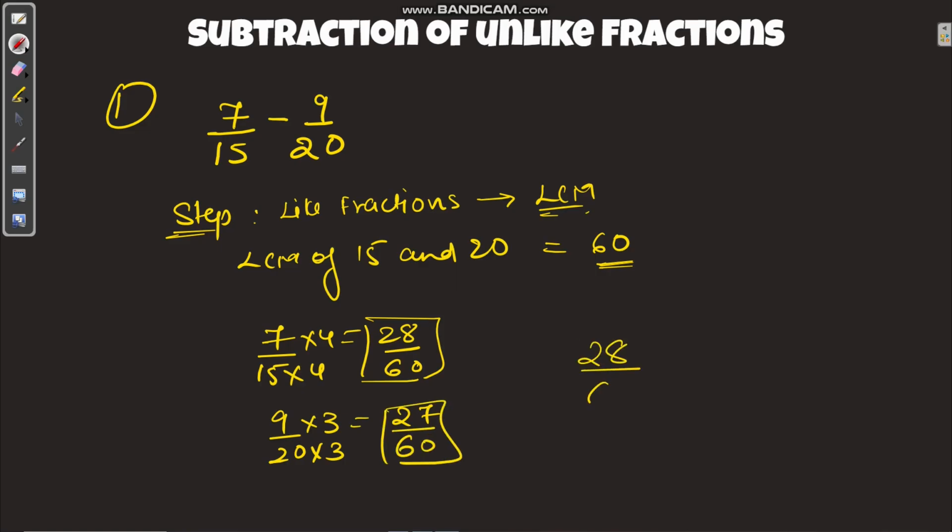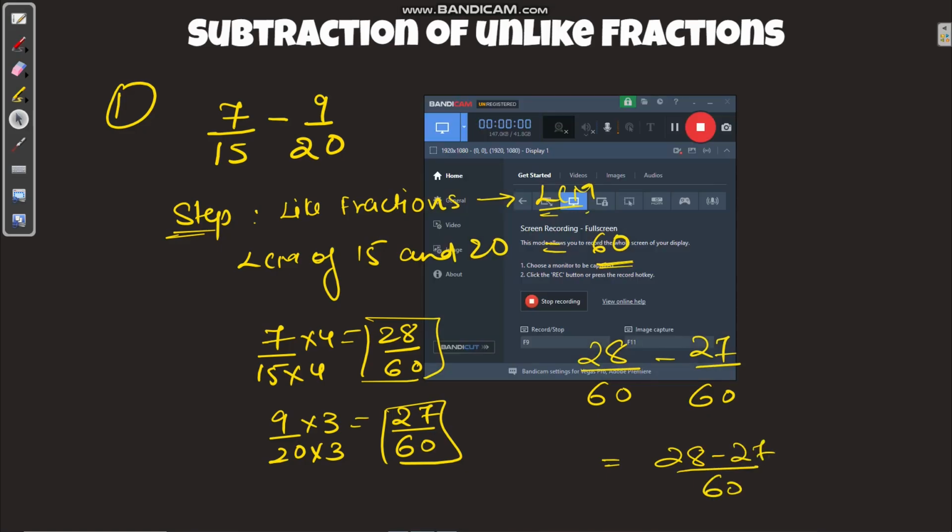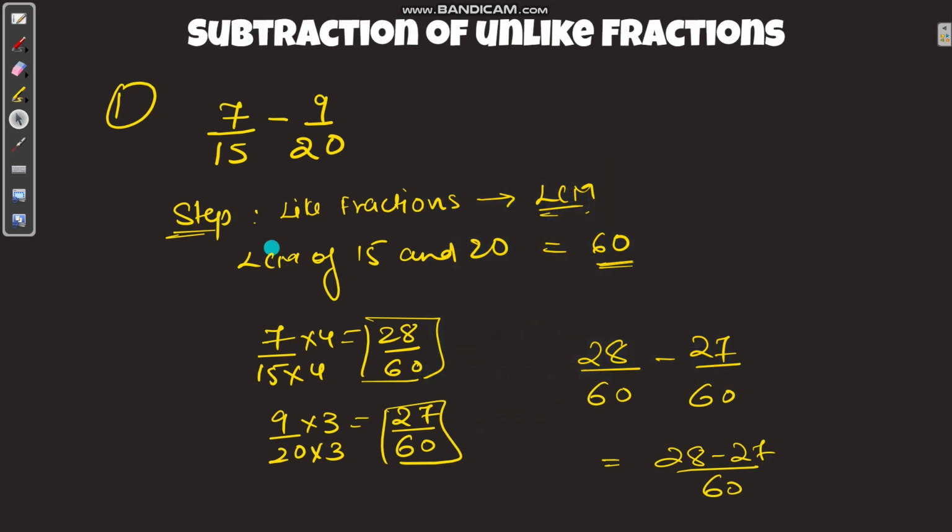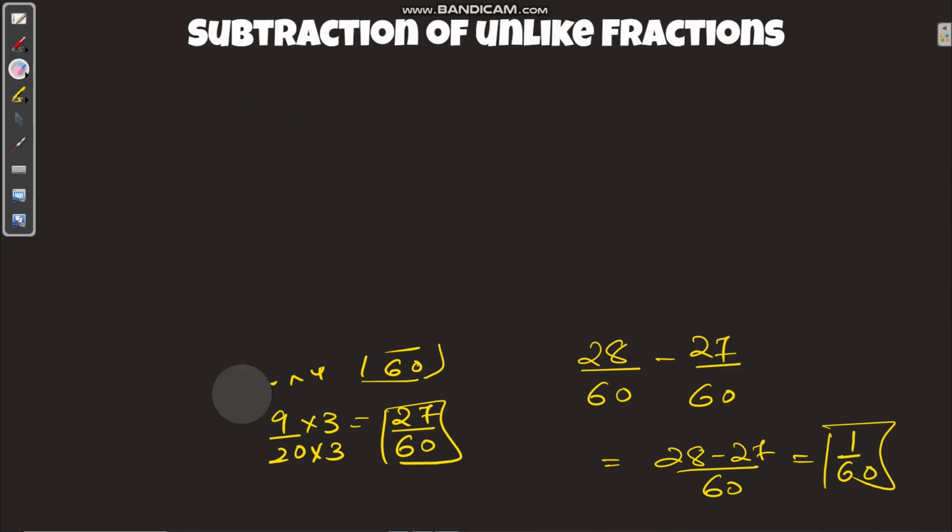So I now simply have to subtract. Now they are like fractions, so it is very simple. You just subtract your numerators. You can directly subtract the numerators now because you have like fractions. So I'll just subtract 28 minus 27, that is 1 upon 60. That's your answer. I hope you have understood this question.